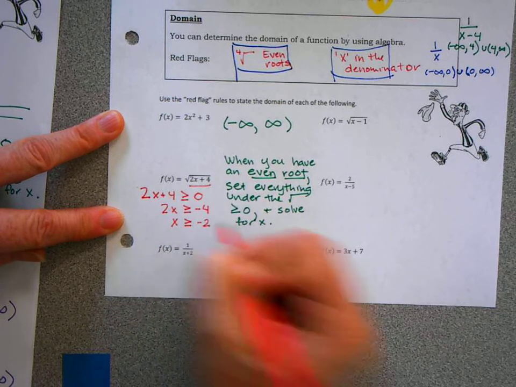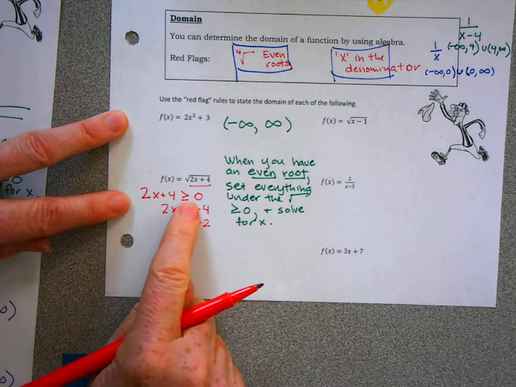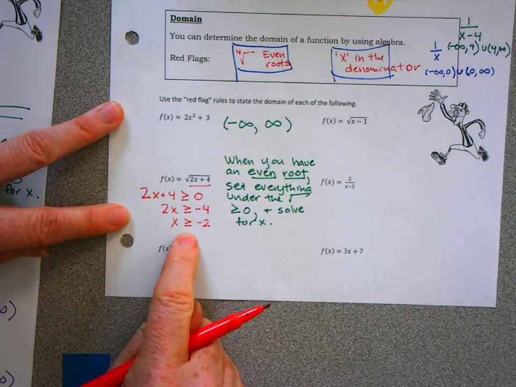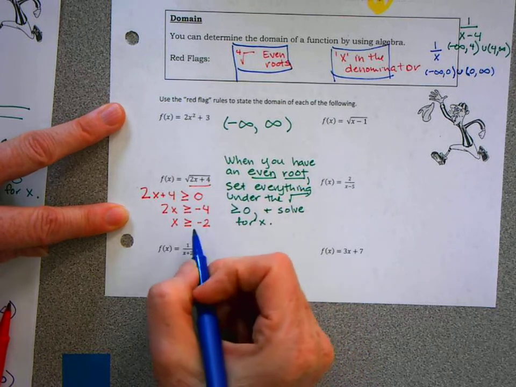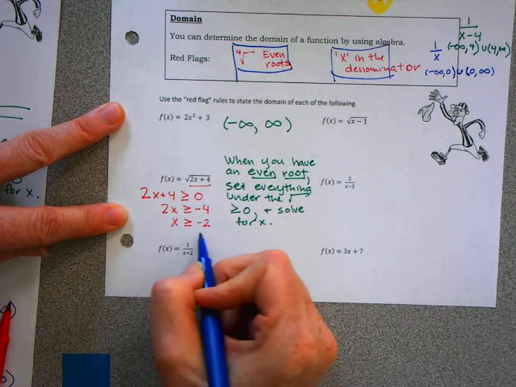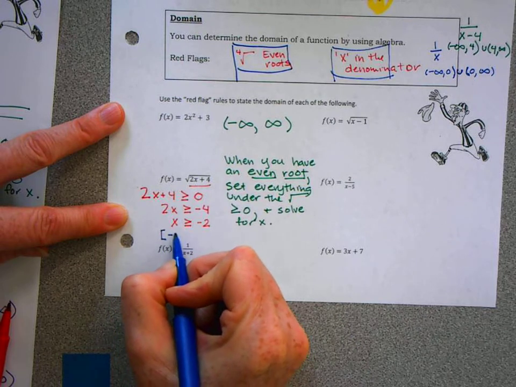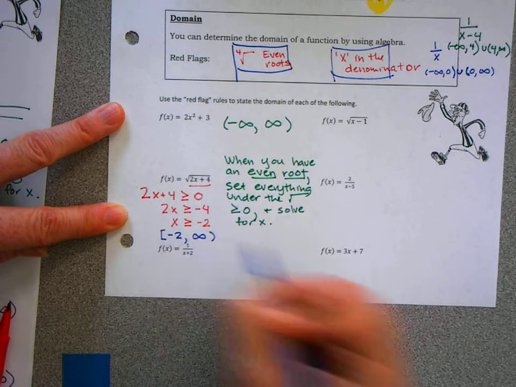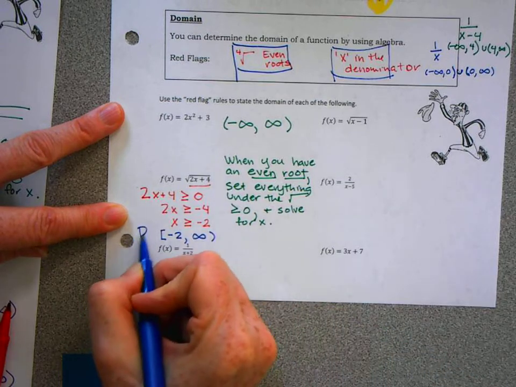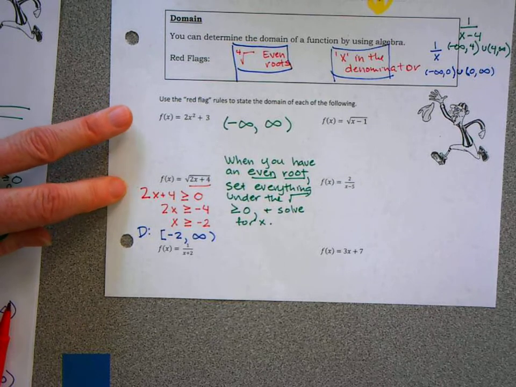negative 2. So I have put everything under the radical sign greater than or equal to 0, and I solved it. This is my domain, and I'm going to write it. It's greater than negative 2, but it includes negative 2. So I write negative 2 included, up to positive infinity. And that is my domain. Okay? That's what we do when we have root functions.